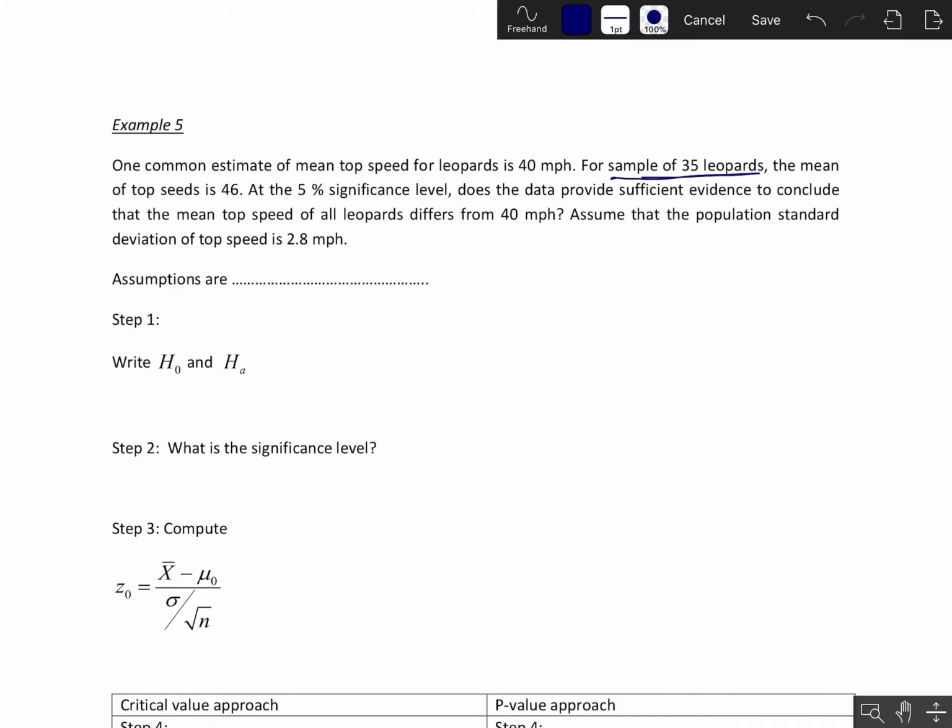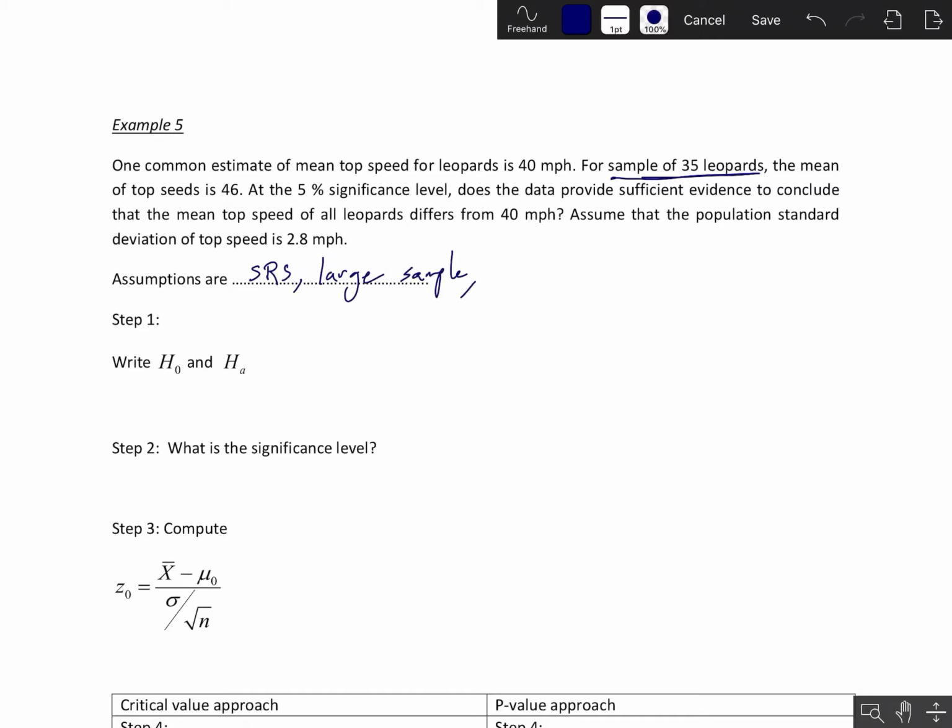So let's talk about the assumptions that we've been applying. It is important that the sample that we're taking of 35 leopards is a simple random sample of all leopards. So we're just picking 35 random leopards, not 35 specific leopards. So we're going to assume that. We also need either to have a normal distribution for the top speeds or a large enough sample. In this case, because the sample is larger than 30, I'll just say that we have a large enough sample. And then there's one more thing.